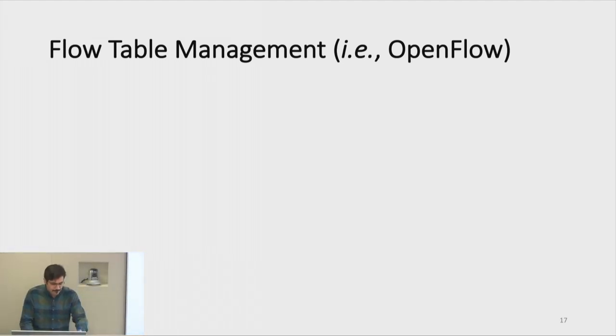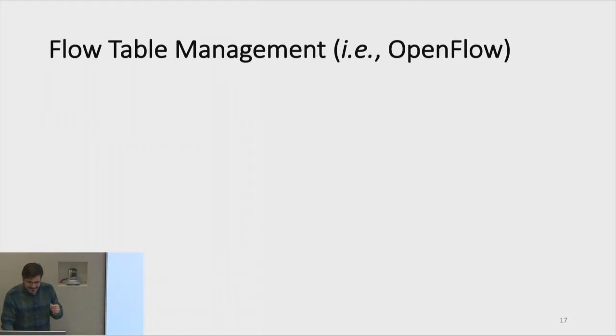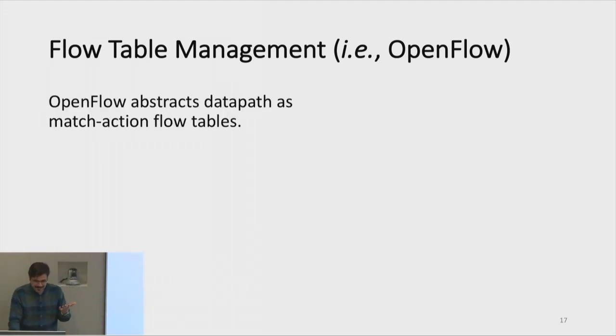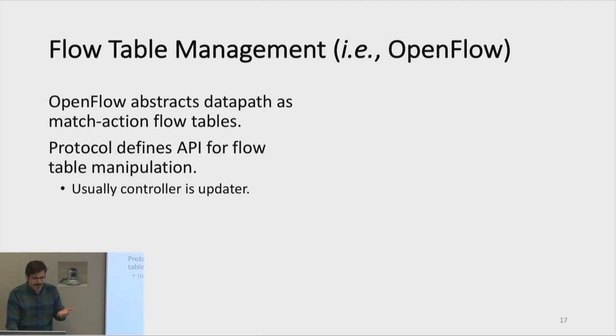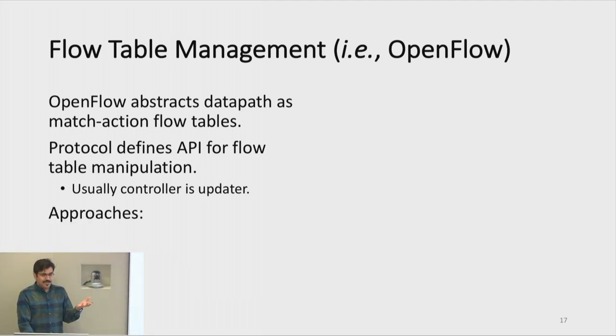So in the interest of time, I will go over this very quickly. One thing: OpenFlow came out of Stanford and Berkeley as a joint work. We didn't like it from the beginning. I mean, something is wrong with this. It abstracts the data path as match-action flow tables, and there is a very detailed protocol defining how to essentially manipulate a remote flow table to match what you intended. Usually the controller is the updater in the SDN case.